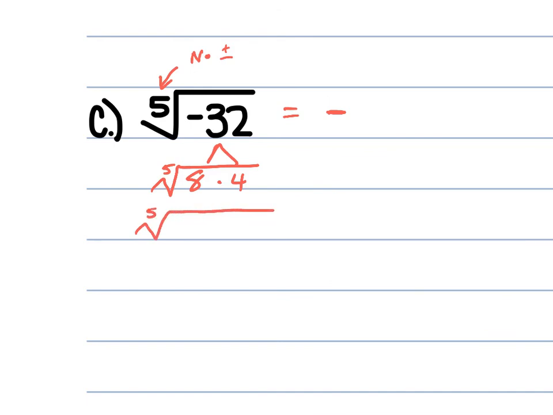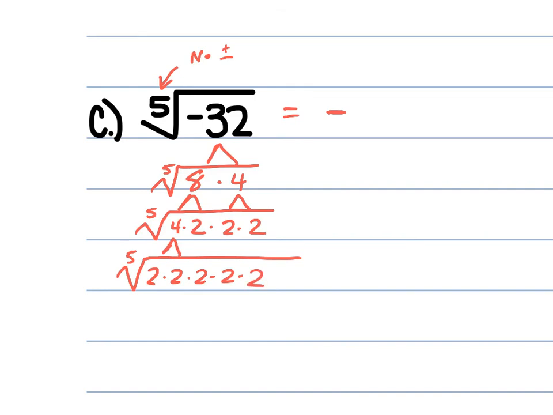What are we breaking down? The 4. Into 2, 2. Anything else? The 8 is 4, 2. And then that 4 gets broken into 2, 2. Since there's 5 2s, it would just be 2.